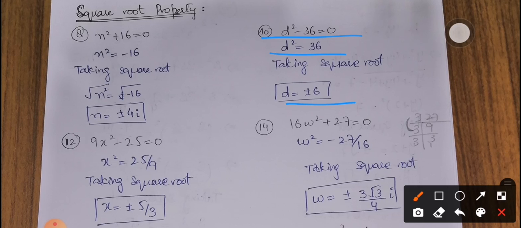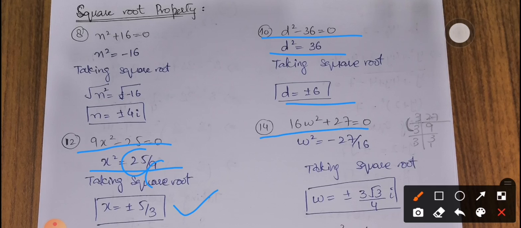Then we have question number 12. 9x square minus 25 is equal to 0, that is x square is equal to 25 over 9. Now by taking the square root we are left with x is equal to plus minus 5 by 3, because the square root of 25 is 5 and the square root of 9 is 3. Then we have question number 14.